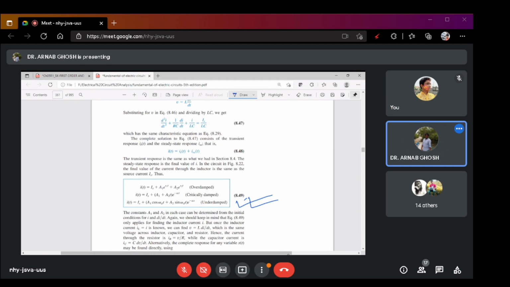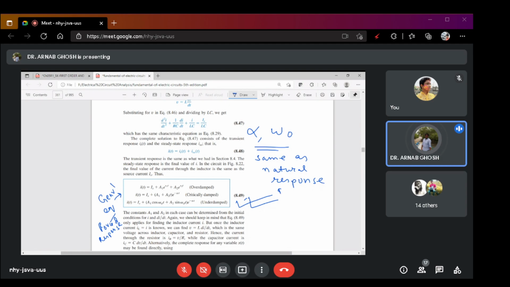Here the formulas of alpha and omega 0 will be the same as for the natural response. Okay, this is the general equation for the forced response. The forced response is also known as the step response.